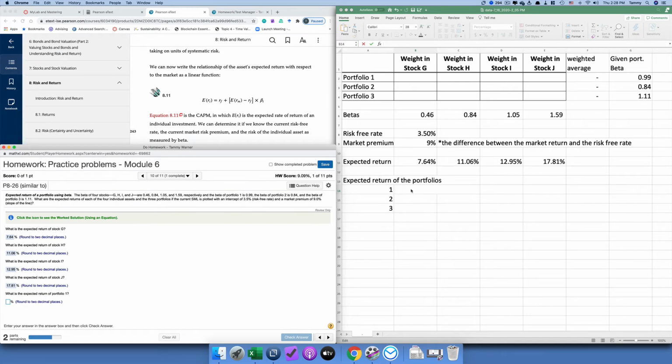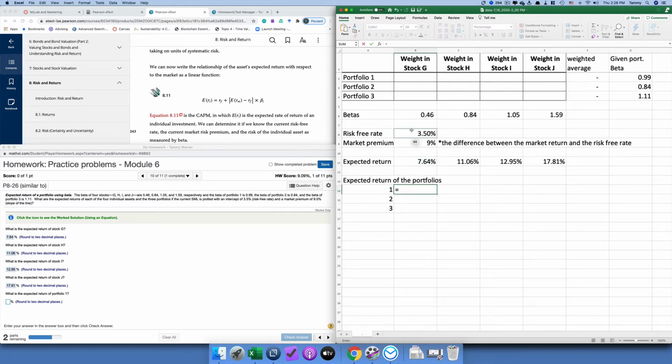Okay, it's the risk-free rate plus the market premium times the beta of the portfolio. Now this time we can go ahead and pull this down, but we need to treat the absolute cell values a little bit differently. In this case, we want to let the row values remain the same as we pull this down through multiple rows. I think that'll work. Yeah, that looks pretty good.